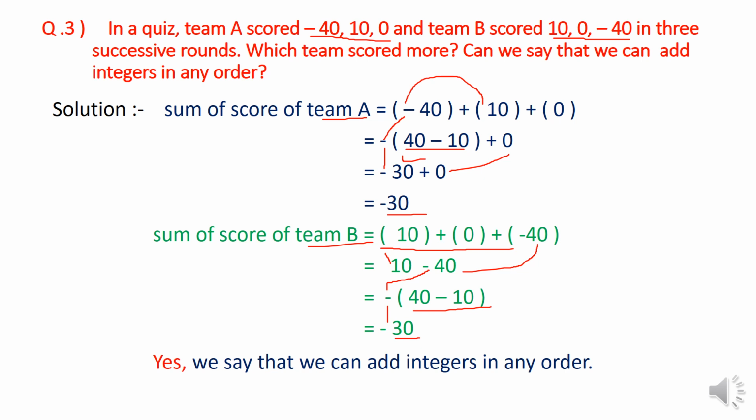So, here when we added the score of team A, the order was minus 40, 10 and 0. When we added the score of team B, the order was 10, 0 and minus 40. That means the order is changing, but the sum is the same. That means minus 30 here and also minus 30 here. So, yes, we can say that we can add the integers in any order.